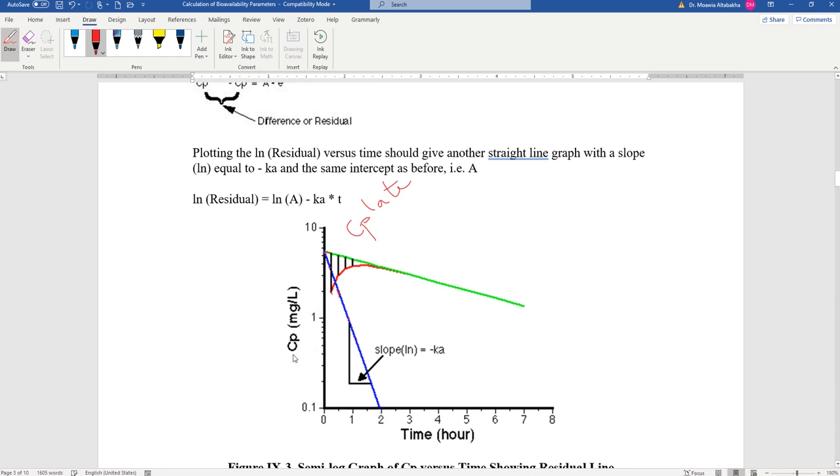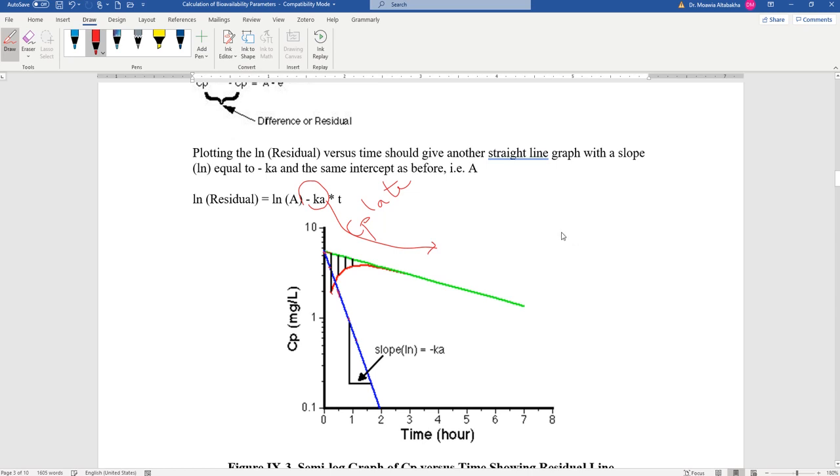So you take two y's, for example this number and let's say this number. So you say ln this concentration minus ln this concentration, divided by this time minus this time. This will give you what? Minus KA. So you can calculate KA. Of course, KA is in time to the power of minus 1.